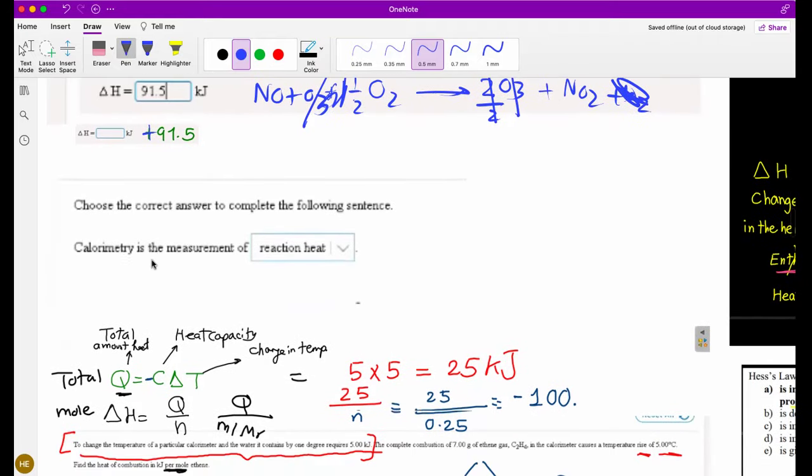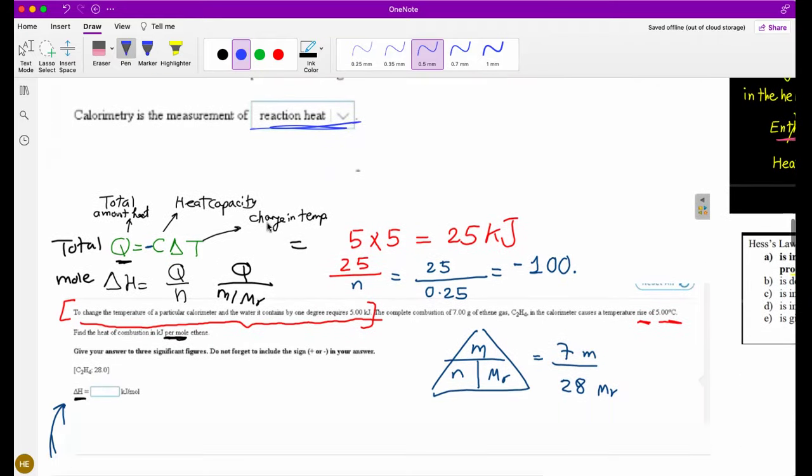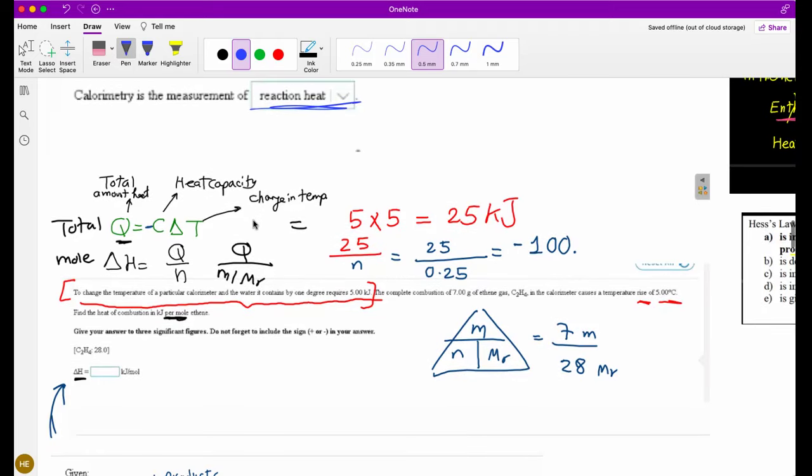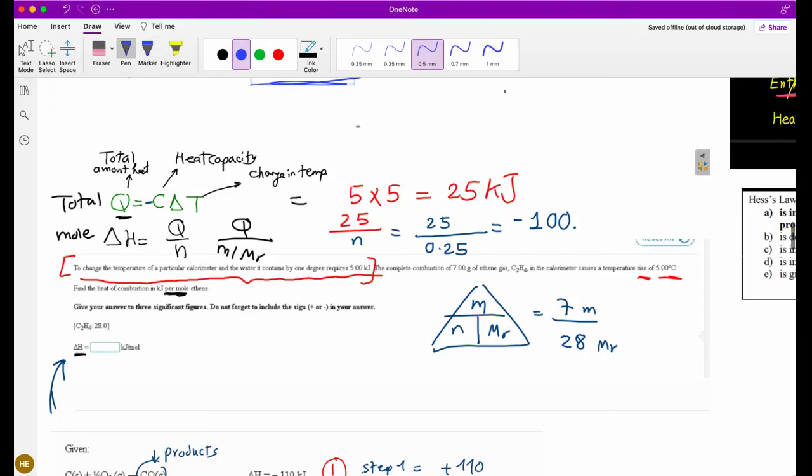The next question: what is the definition of calorimetry? Measurement of the reaction heats. And the last equation: Q is equal to C delta T, and delta H is equal to C multiplied by delta T over n. Let me tell you what everything is. Q over n: Q is the total amount of heat, but he doesn't want Q. He wants the amount of heat released per mole. So that's delta H. We have to find Q and then divide it by the number of moles.